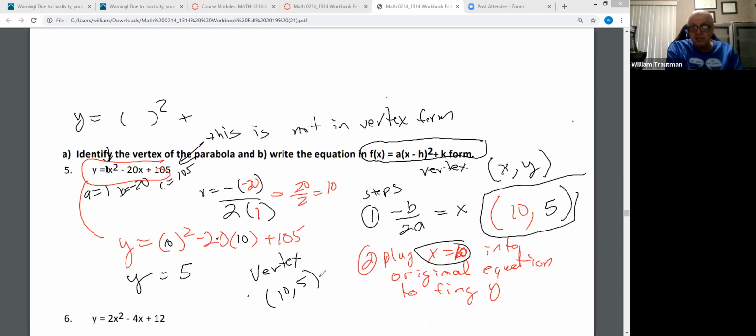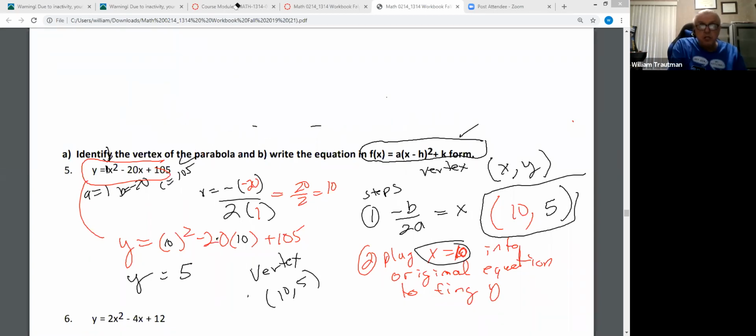My vertex is 10, 5. Now I have to put it in this form. I'm going to erase this top part here. The form is a(x minus h) squared plus k. So I'm going to erase the minus h and I'm going to erase the k.